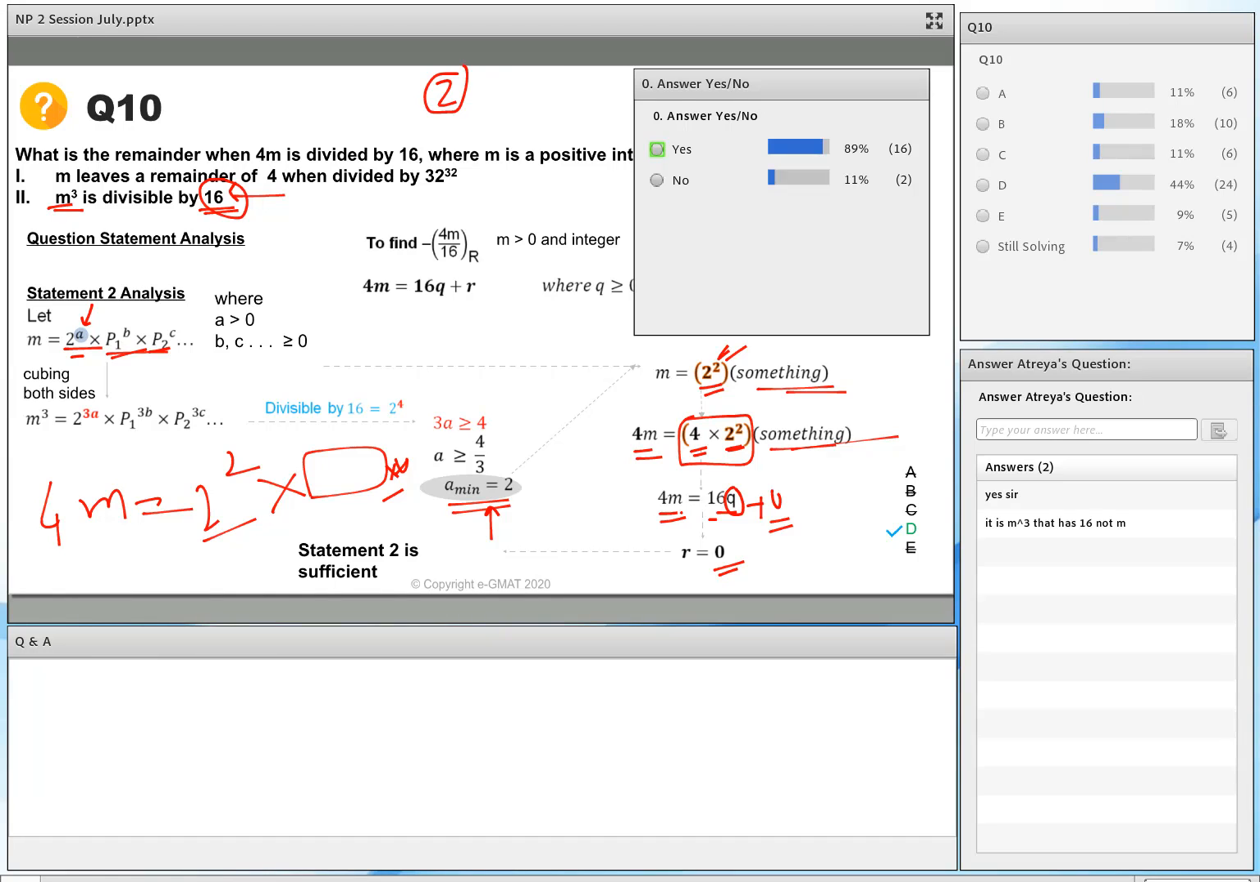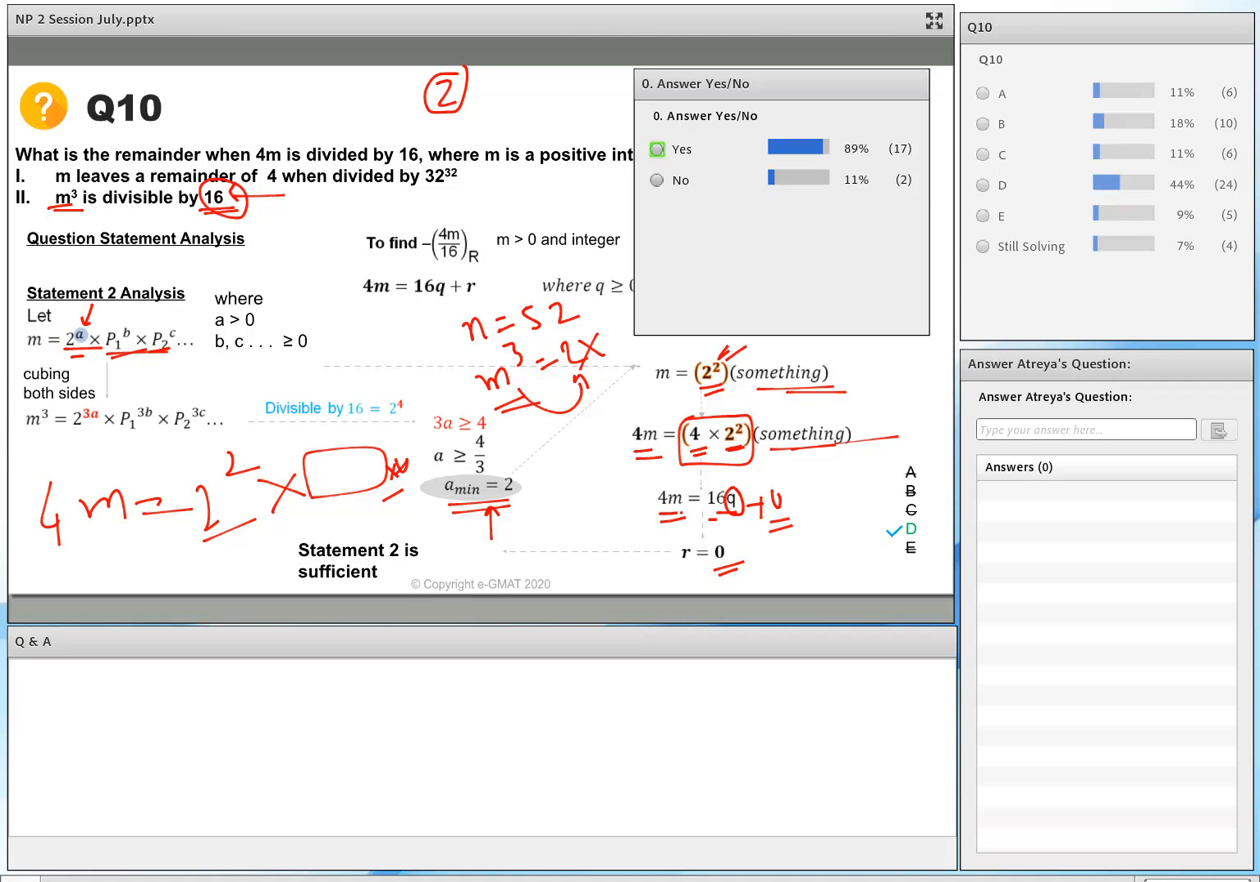Yes, if m cube has 16, m has to have a 2 in it. Understand, if m is equal to 5, for example, would m cube have anything related to 2? No, right? Only if m has something related to 2, m cube would have something related to 2. This is an inference that you have to draw. If m does not contain a 2, how can m cube contain a 2? So that is something that you have to keep in mind.